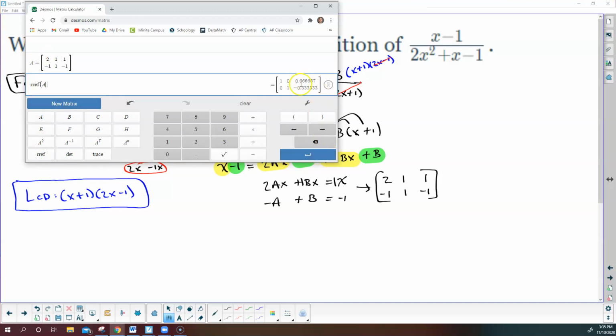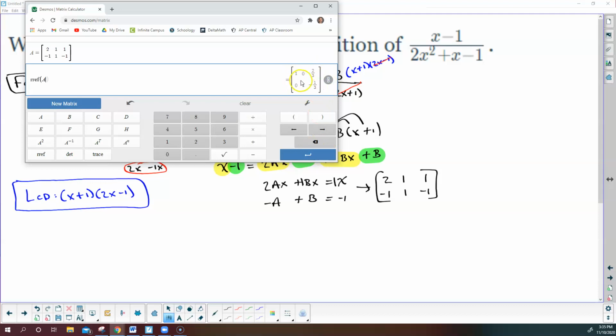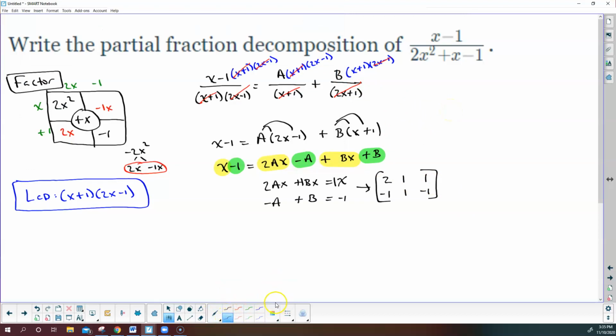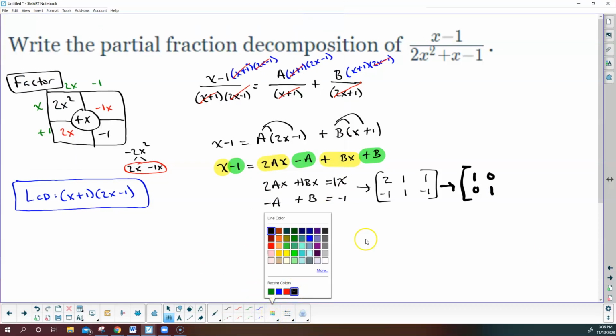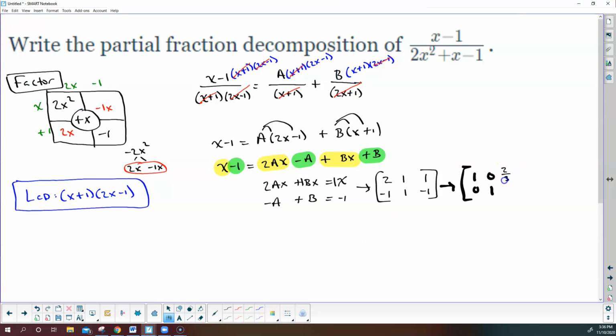Hit enter, there it is, and now I want to turn that back into fractions, and then we're going to just write that out and identify our A and B. So we get 1, 0, 0, 1, and then 2/3 and negative 1/3. So this is a positive 2/3 and a negative 1/3. So A is 2/3 and B is negative 1/3.